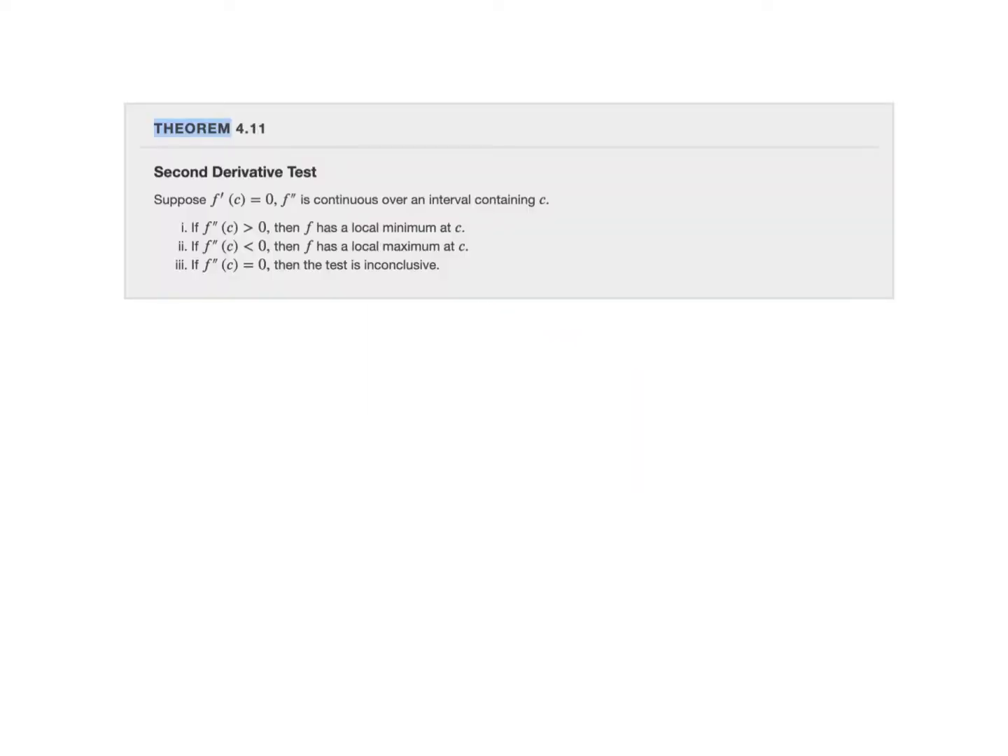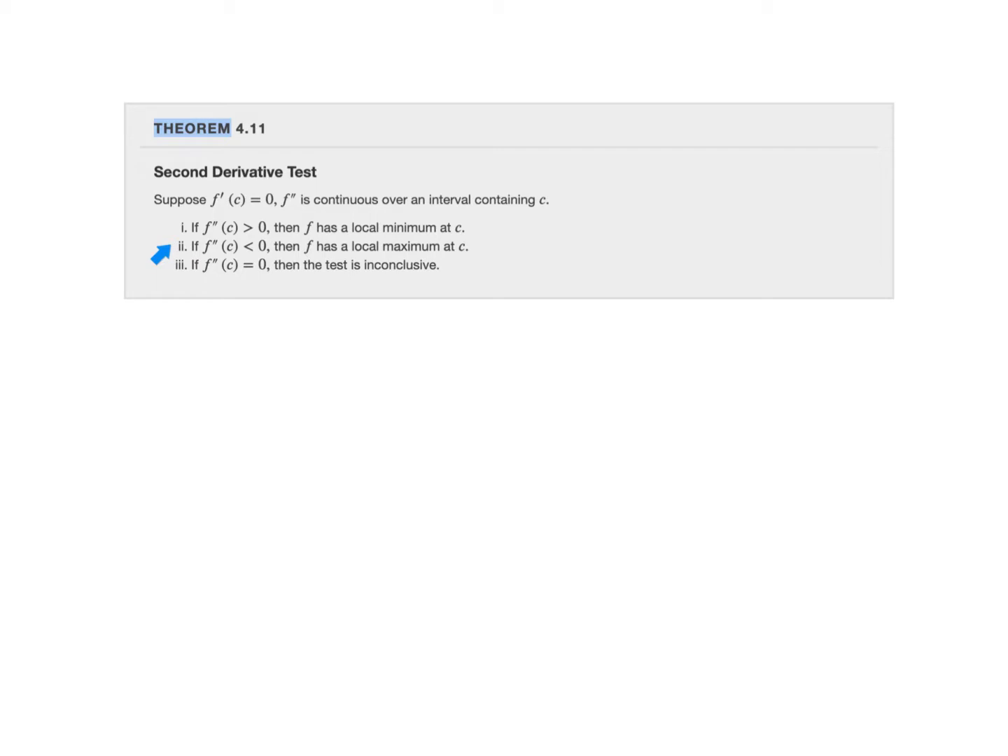So what this leads us to is what we call the second derivative test. The second derivative test says, suppose that f prime of c equals 0 and that f prime is continuous over an interval containing c. So we've identified c basically as a critical point. If f double prime of c is greater than 0, and we just said that means it's concave up, then that means we have a local minimum at c.